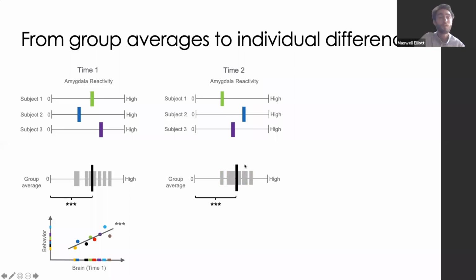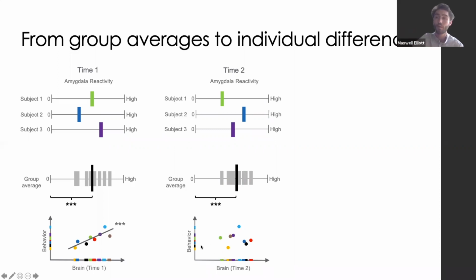There's a significant, robust within subjects group effect. The amygdala is activated more to faces than to shapes. However, this time there's no correlation between depression and the amygdala activation at time 2. And I just want to convince you that this is a possibility. This could happen. We could have robust group level within subject activation without reliable or repeatable between subjects correlations with other variables.